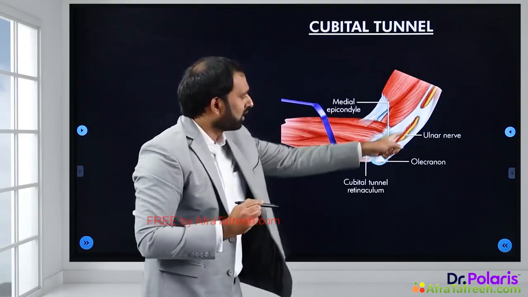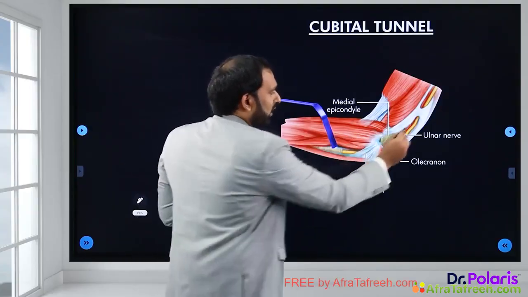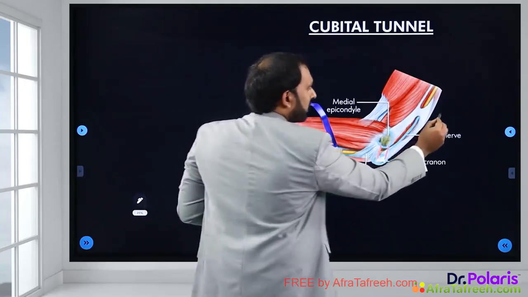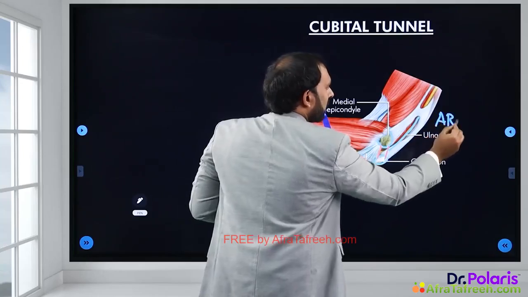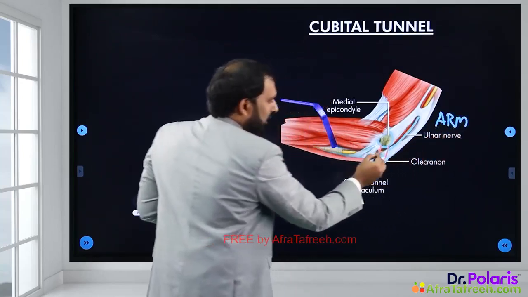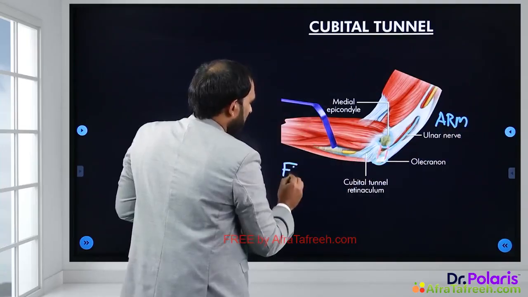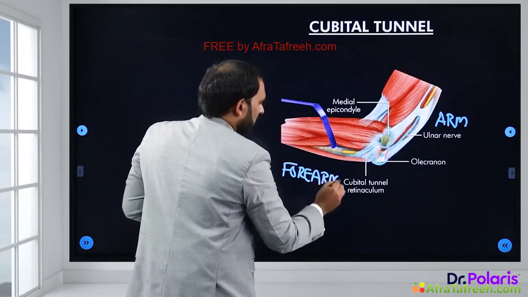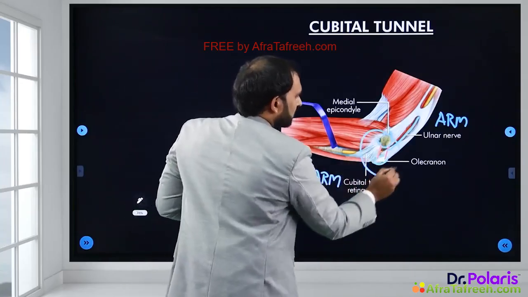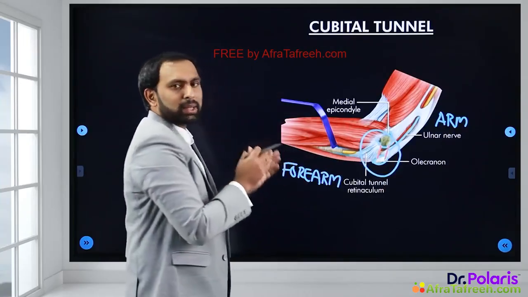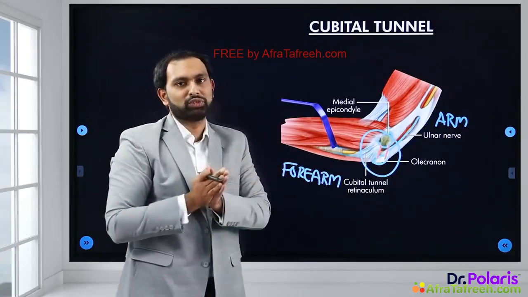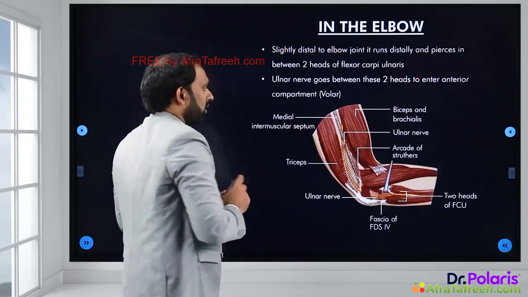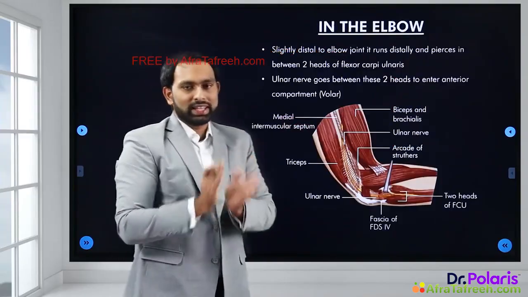So this is the tunnel through which our ulnar nerve is passing, and here it is in the arm. After passing the cubital tunnel, now it is going into the forearm structures. So this is the cubital tunnel, and sometimes this can be a site for compressive neuropathy of the ulnar nerve. Now it's in the elbow.